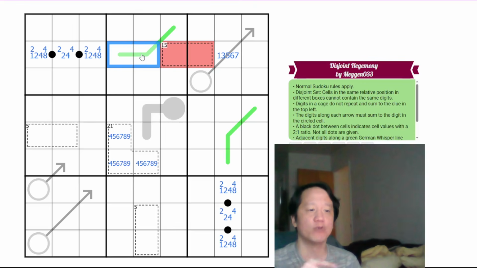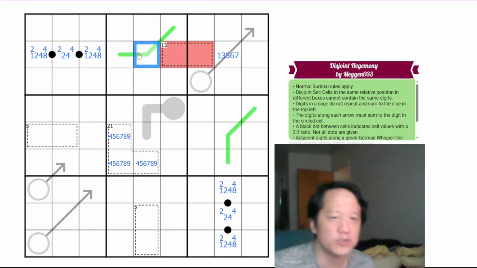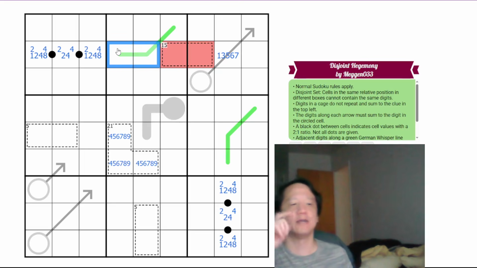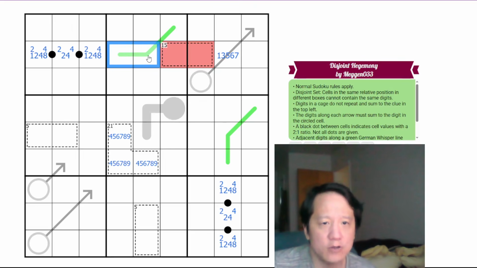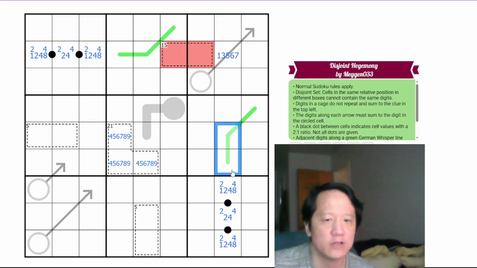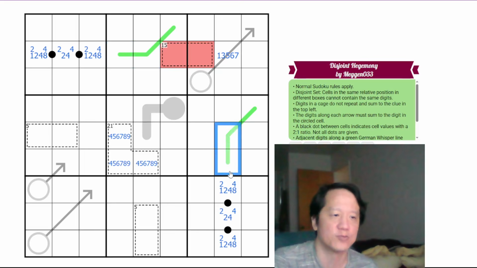Next to a high digit, what digits can be next to it? 6 can be next to 1, 7 can be next to 1 or 2, 8 can be next to 1 through 3, and 9 can be next to 1 through 4, all of which are low digits. So we know this is a low and a high pair here. We are guaranteed this is not 2 and 4 as a low digit. So the low digit, same here, must be either 1 or 3.